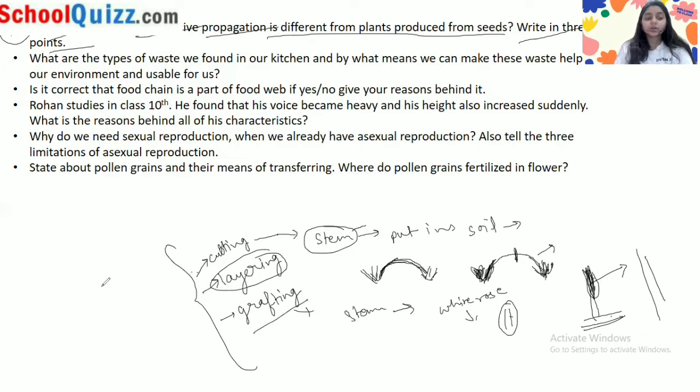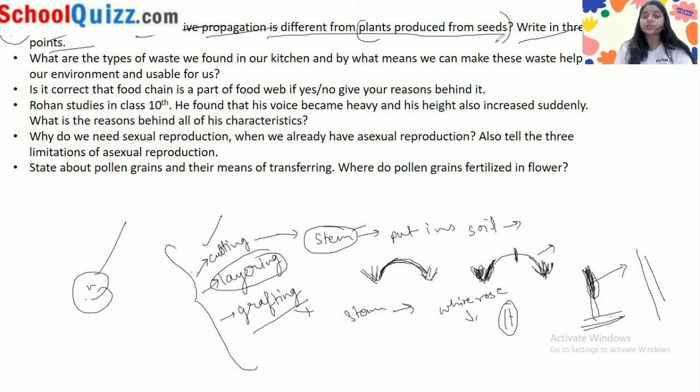And for plants produced from seeds, you already know, we put the seeds in the soil and we water them and give manure. That's how the plant is produced after some time from the seeds. So these are the seed method, and these are the vegetative propagation methods: cutting, layering, and grafting. Now the question is asking how the plant raised by vegetative propagation is different from plants produced from seeds.